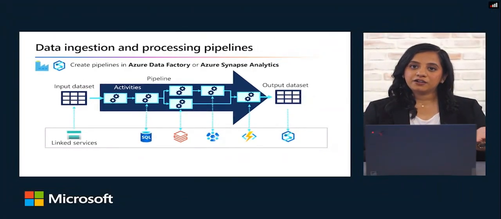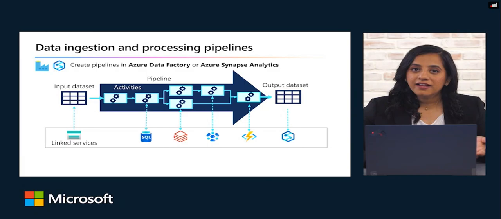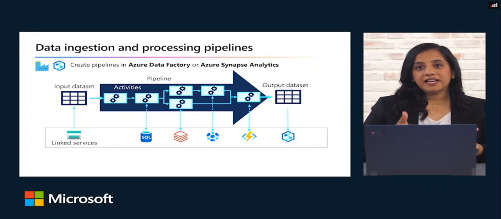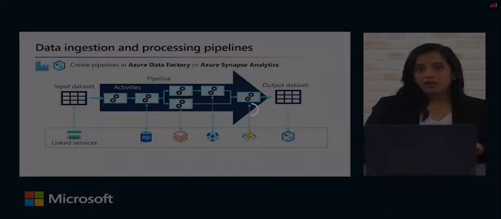An input data set provides the source data, an activity. Properties can be defined as a data flow that incrementally manipulates the data.